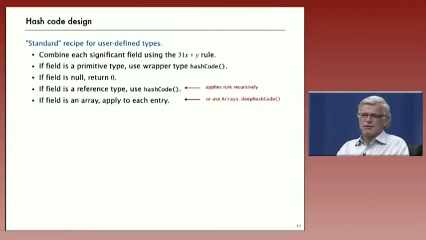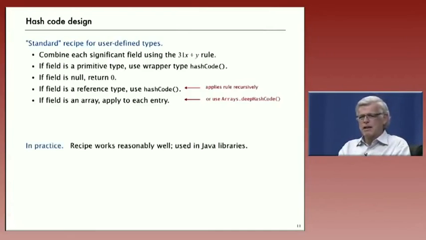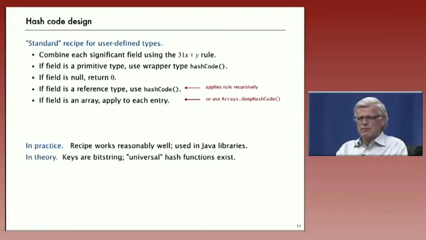If the field is null, return 0. If it's a reference type, use that hash code and apply it recursively. And if you have an array, you have to apply it to each entry. Or actually, Java implements that in its arrays library. So this recipe works pretty well in practice, and it's used in several of Java's libraries.